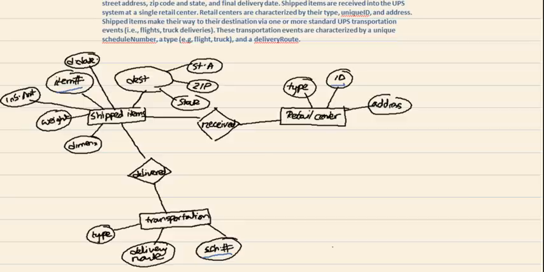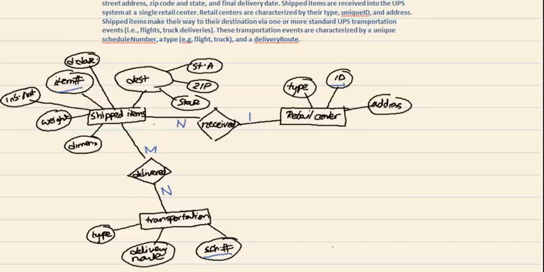All right, so next we have to write the cardinality ratios. Now, as it was mentioned, shipped items are received at the UPS system at a single retail center. So single retail center, and shipped items are many. One retail center can't just have one shipped item. That doesn't make sense, right? I mean, that's a waste of space. You can have many shipped items at one retail center. And many shipped items are delivered by transportation events. So let's just make the assumption that many shipped items are delivered via many transportation systems. It can be trucks, flights, or whatever. So this is the cardinality ratio, since there are just two relationships here. So many to one, because many shipped items are received at one retail center, and many to many, because many shipped items are being delivered by many transportation systems.